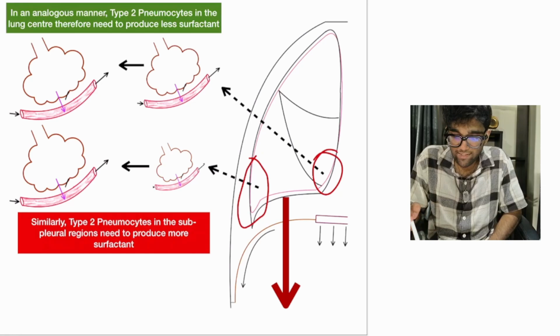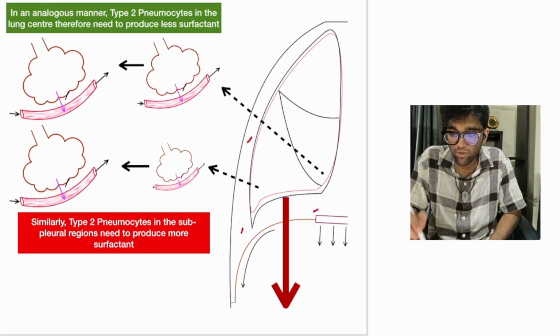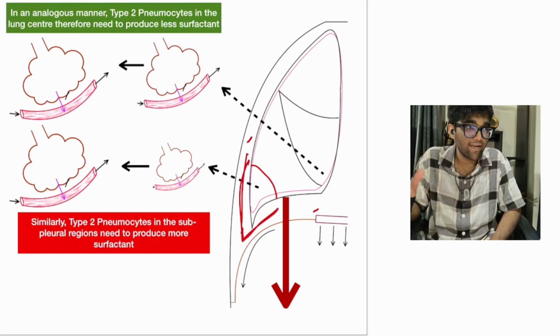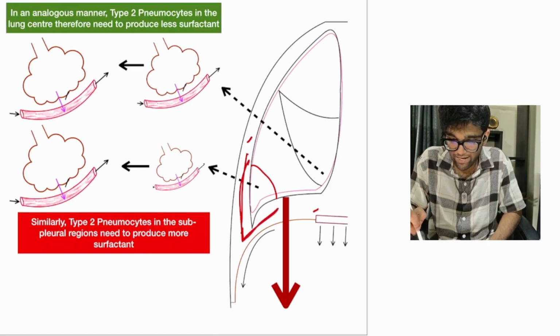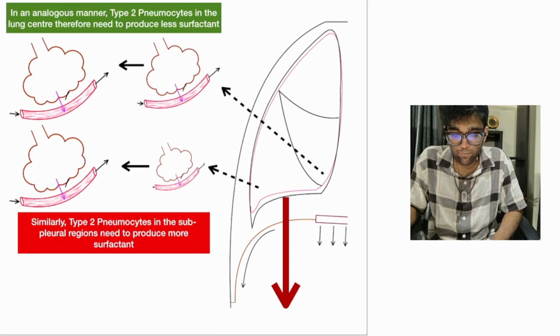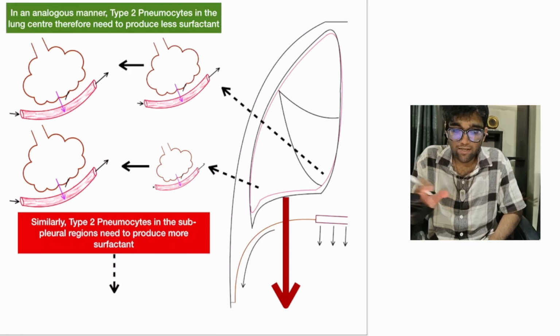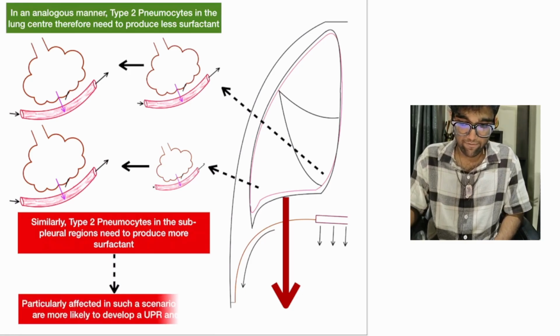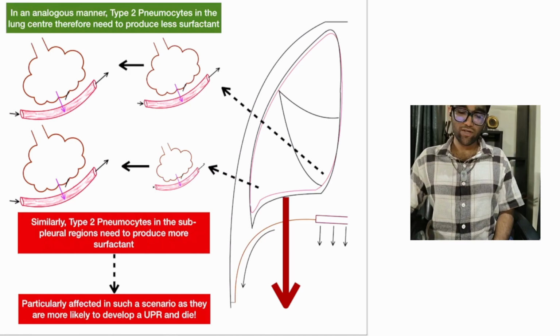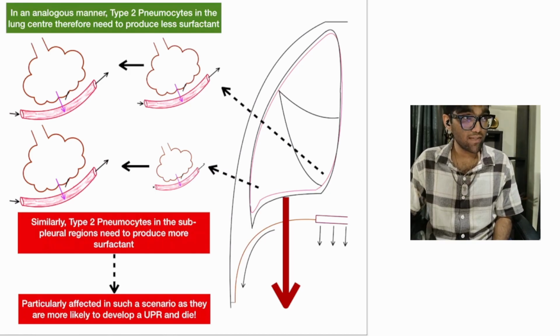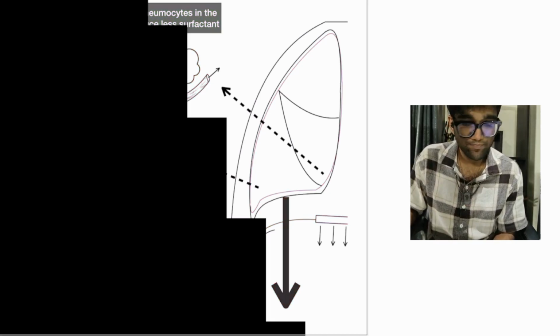So those at the center of the lung are actually not distending that much during inspiration, because the pressures are coming from the negative pleural cavity. Whereas these alveoli here are actually sandwiched between two layers of expanding chest wall. So they get expanded a lot. Now, because of that, again, they are the ones that are most significantly affected, because they are the ones more likely to develop an unfolded protein response, and they are the ones that are most likely to die.